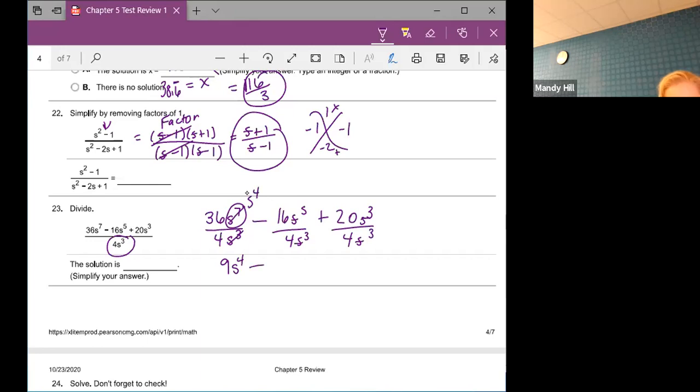16 divided by 4 is 4. S to the 5th over s to the 3rd. This one's bigger, so 3 of these take away 3 of these. I still have 2 left. 20 divided by 4 is 5. S to the third over s to the third, those are exactly the same, so they cancel out. So our answer is 9s to the fourth minus 4s squared plus 5.